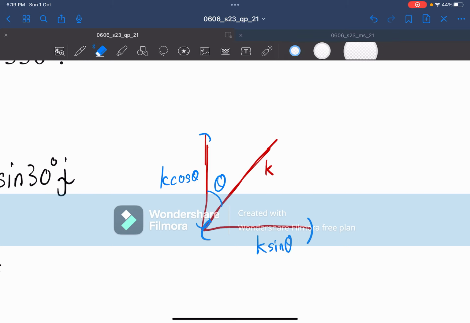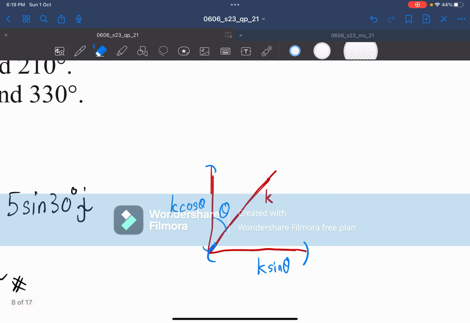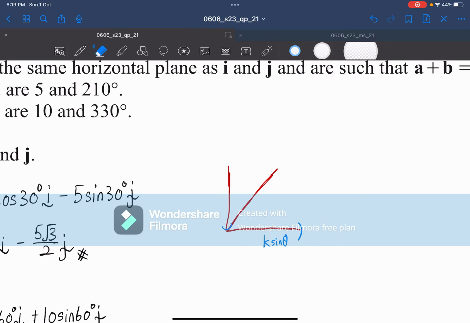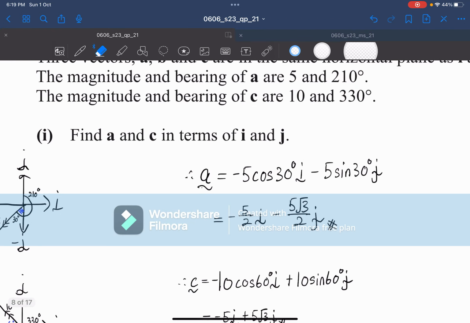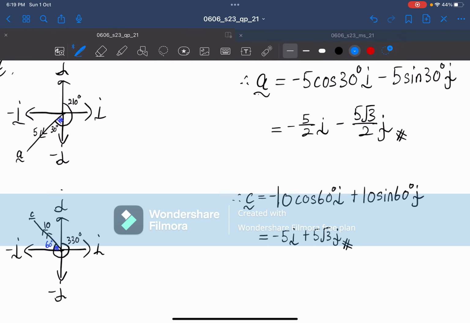So whatever the angle theta touches on the line, that line is going to be cos theta, and k cos theta. Otherwise, it's k sine theta. So that's how you resolve vectors. So that's what I did. You resolve the vectors, and you get this. And the same thing for C.